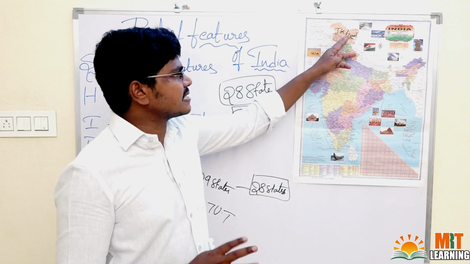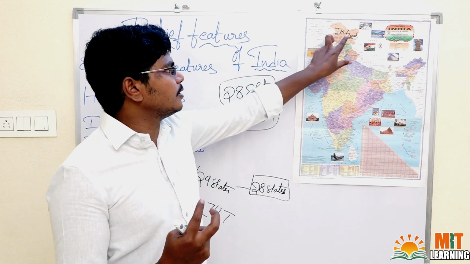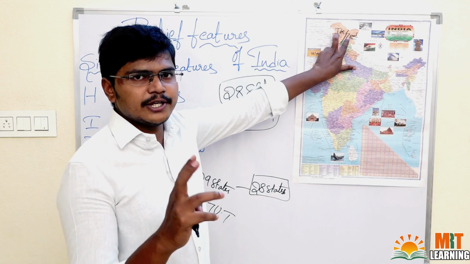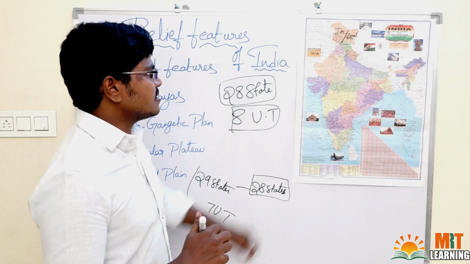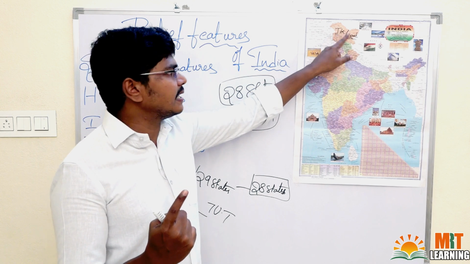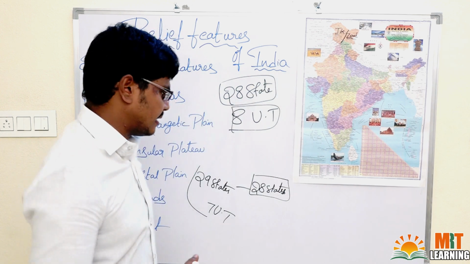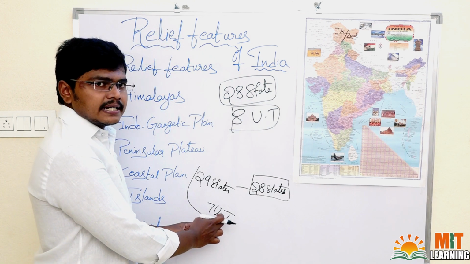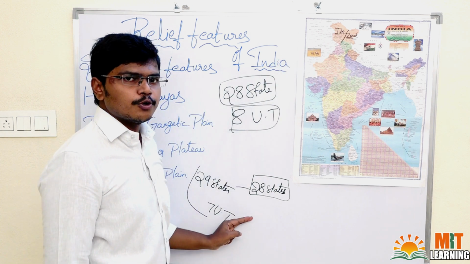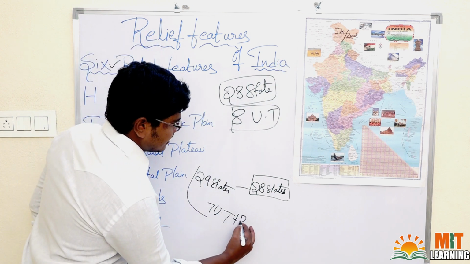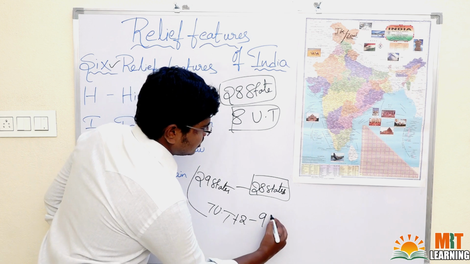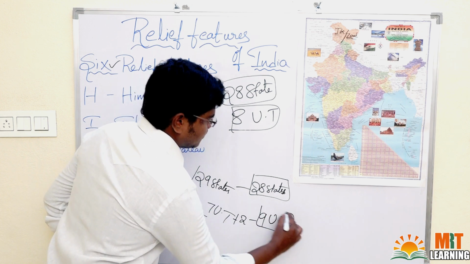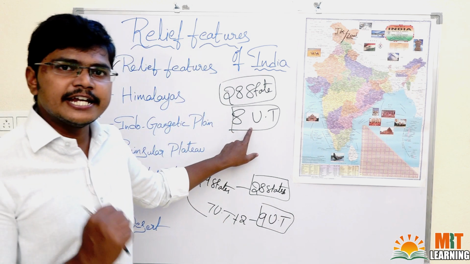Now this state is divided into 2 and declared as union territories. That means Jammu and Kashmir is 1 union territory, and Ladakh is 1 union territory. So 7 union territories plus these 2 added gives 9 union territories. But I wrote here 8 union territories.